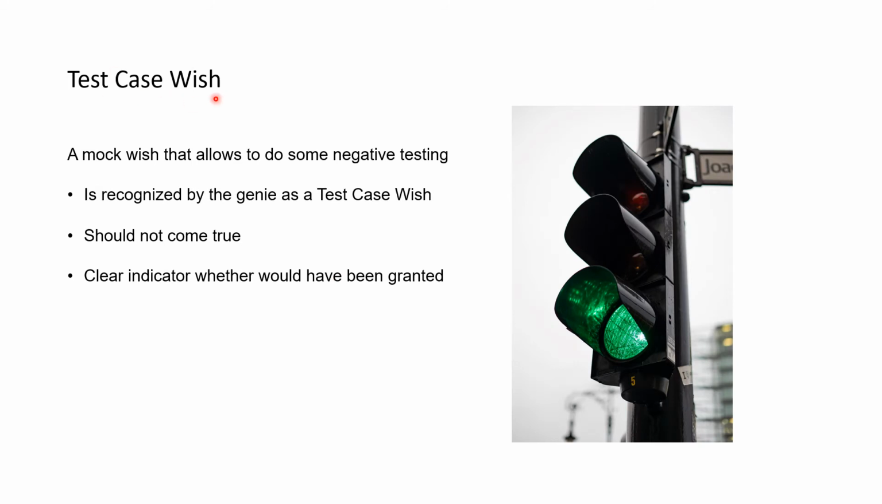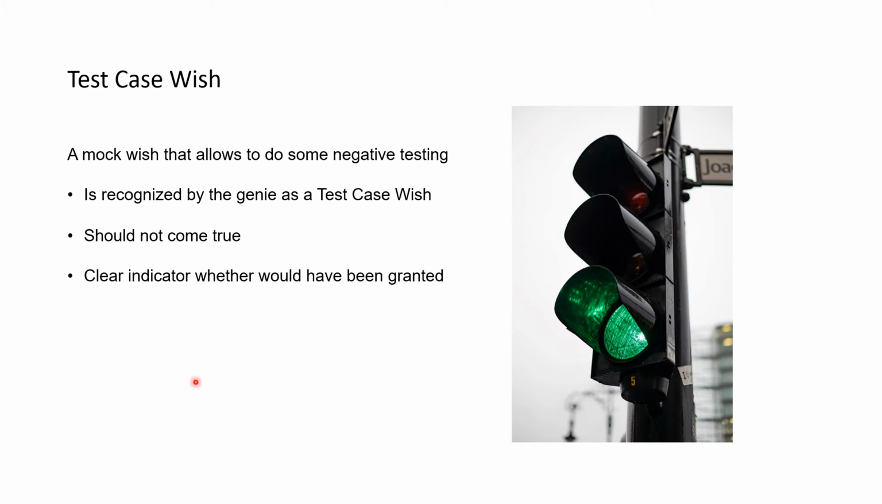It is another concept that I created. Basically, it is a mock wish that allows us to do some negative testing. A test case wish should be recognized by the Genie as a test case wish and not a regular wish. It should not come true, but there should be some clear indicator whether such a wish would have been granted in a real-life scenario. And for that indicator, I suggest for the Genie to turn green if it would have been granted and red if it would not have been granted, just like a street light.